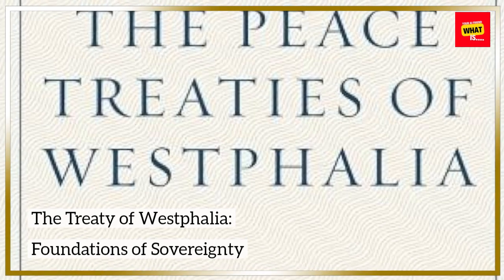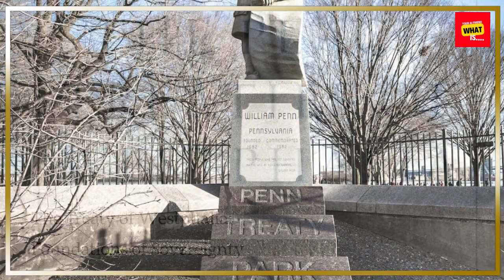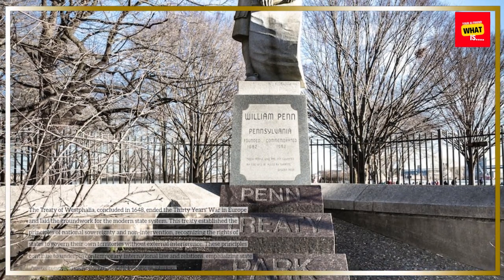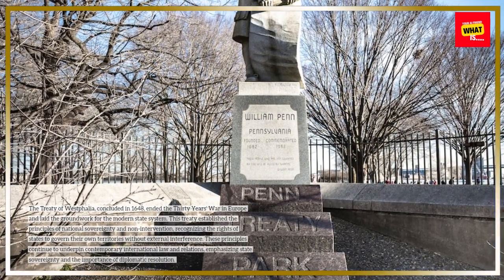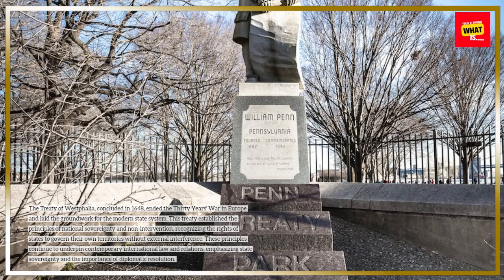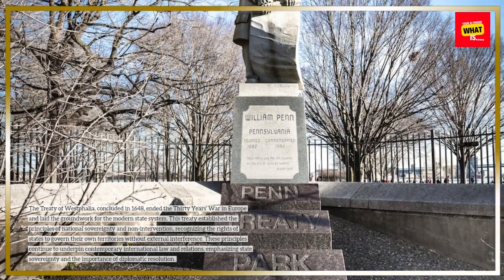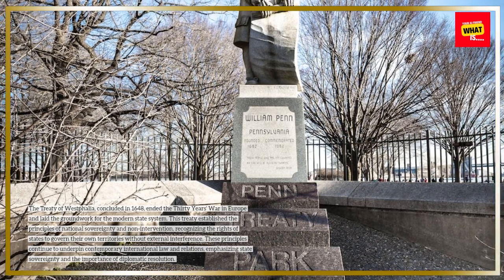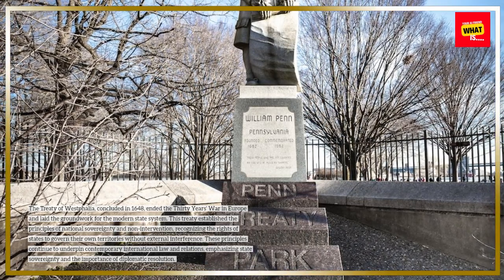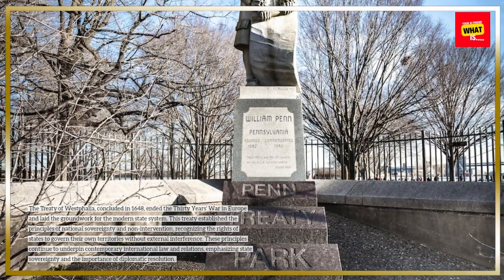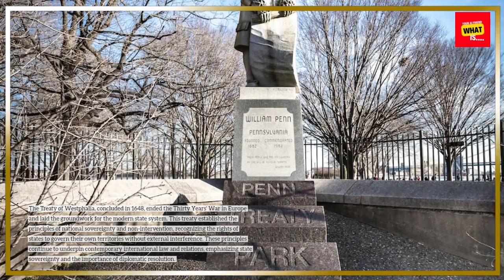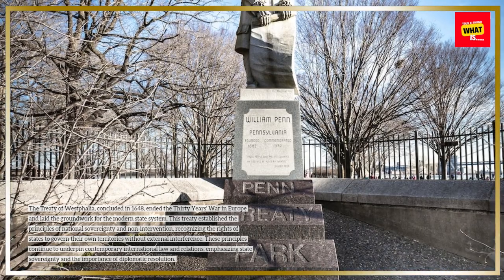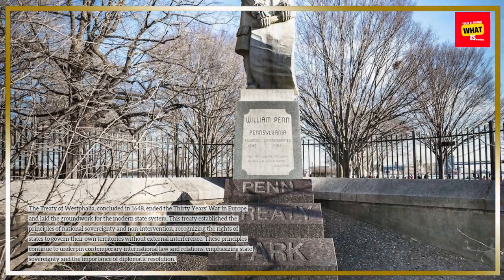The Treaty of Westphalia, Foundations of Sovereignty. The Treaty of Westphalia, concluded in 1648, ended the 30 Years' War in Europe and laid the groundwork for the modern state system. This treaty established the principles of national sovereignty and non-intervention, recognizing the rights of states to govern their own territories without external interference. These principles continue to underpin contemporary international law and relations, emphasizing state sovereignty and the importance of diplomatic resolution.